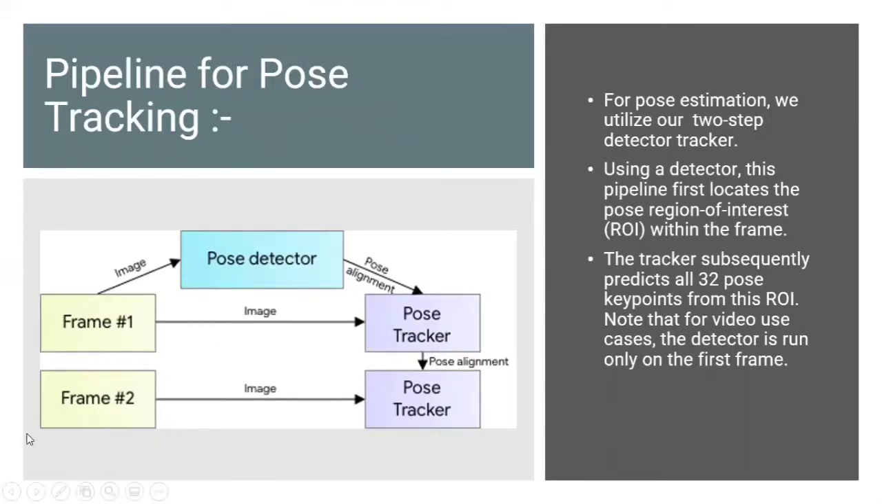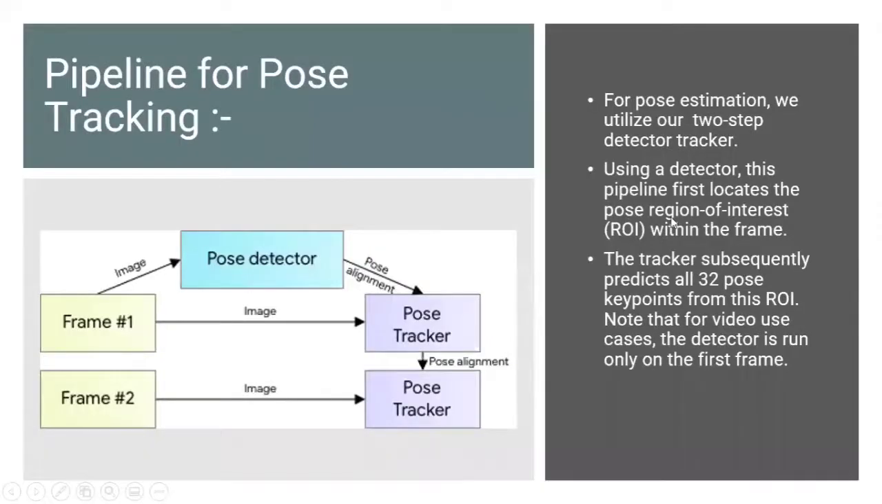Similarly, for the second step, after using the detector, this pipeline first locates the region of interest within the frame, and later it goes to the second stage. It will repeat this to get a total of 32 key points. The remaining part and the code execution will be explained by my friend Neeraj.